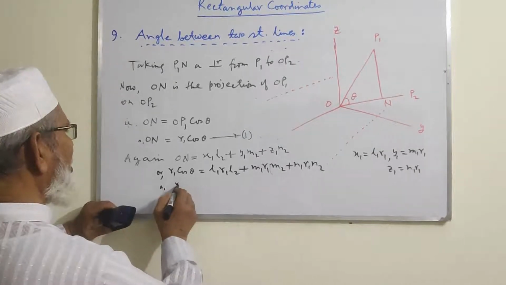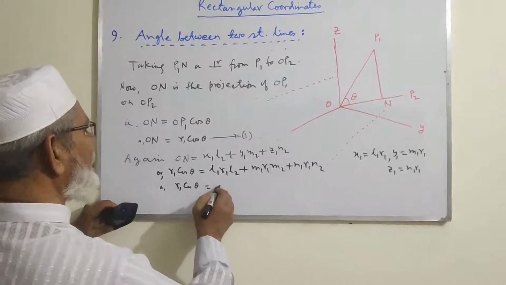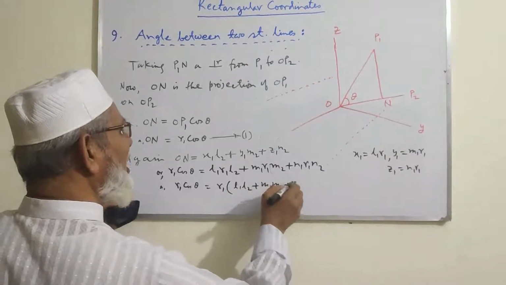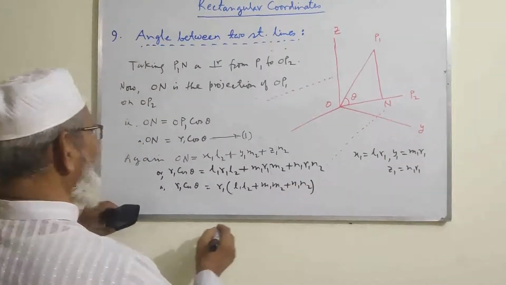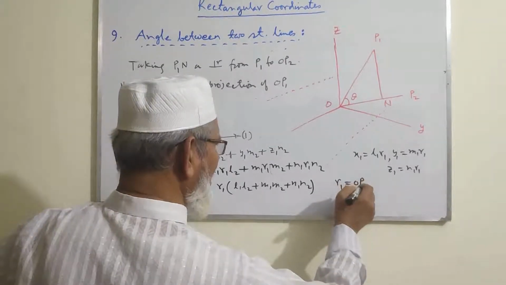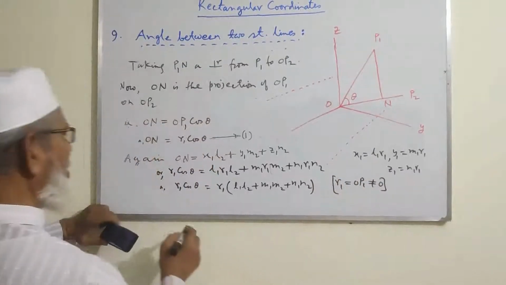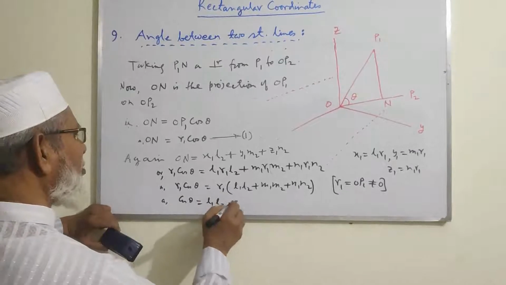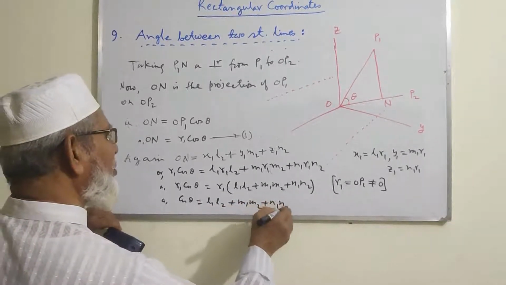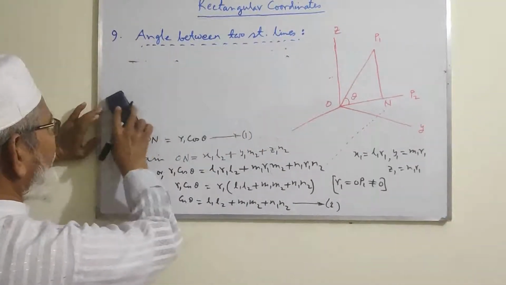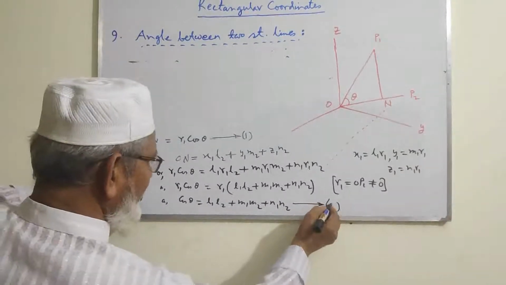Or r1 cos theta equal to r1 common, L1 L2 plus m1 m2 plus n1 n2, as r1 is OP1 which is non-zero. So if we cancel r1 from both sides, cos theta becomes L1 L2 plus m1 m2 plus n1 n2. This is the angle between the two lines in terms of cosine of the angle. This is 2.